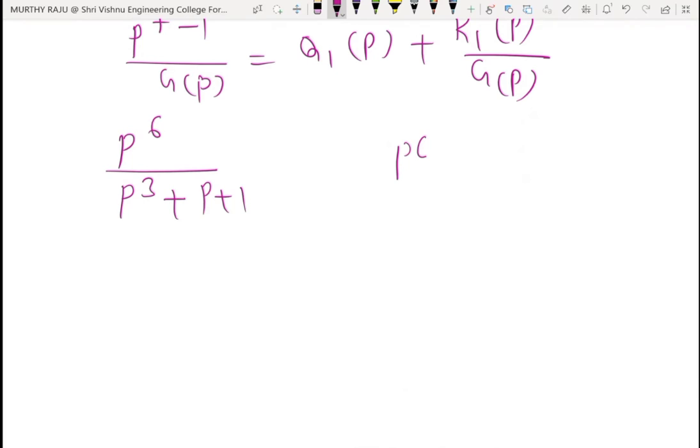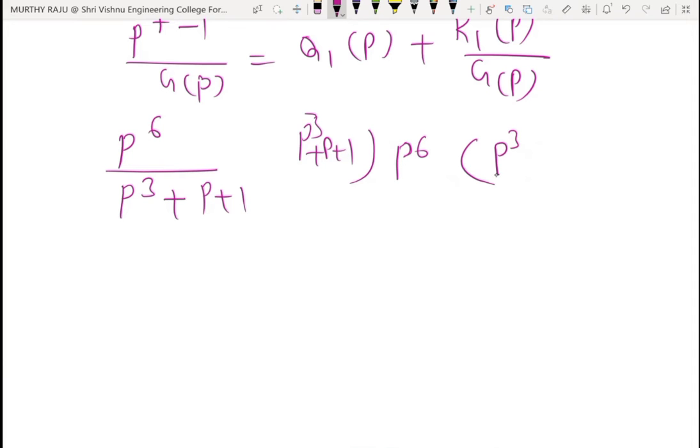P power 6, P cube plus P plus 1. Here the generator polynomial order is 3. The divisor polynomial order is 6. The generator polynomial acts as the dividend, and P power 6 acts as the divisor.